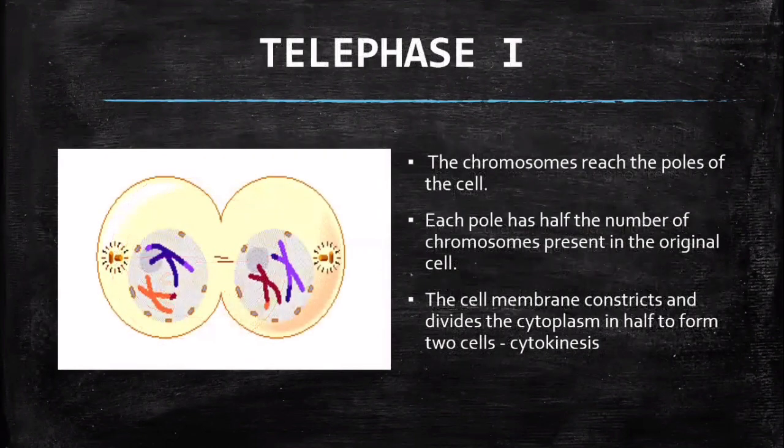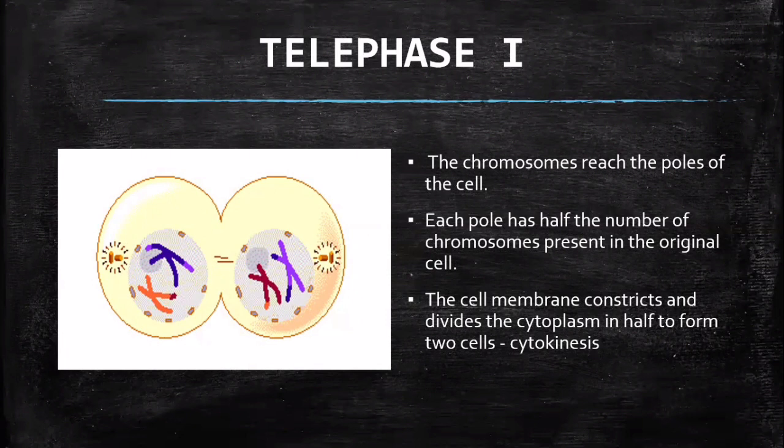Now, looking at the last phase of meiosis I, which is called telophase. During telophase, the chromosomes reach the poles of the cell. Once they reach the poles, each pole will have half the number of chromosomes present in the original cell. Then cytokinesis will occur, meaning the cytoplasm will divide as the cell membrane constricts. Two cells with half the number of chromosomes are formed. That's the end of meiosis I.